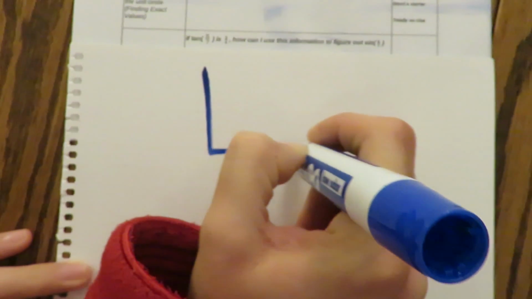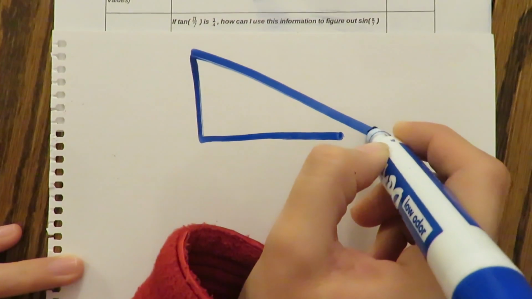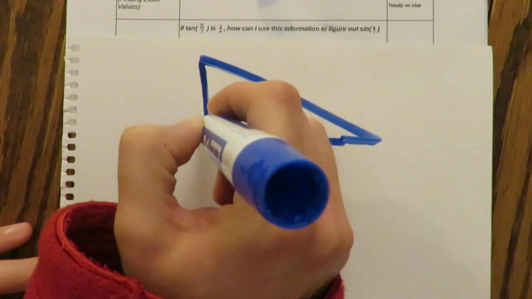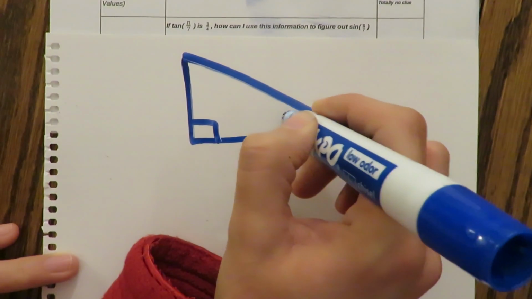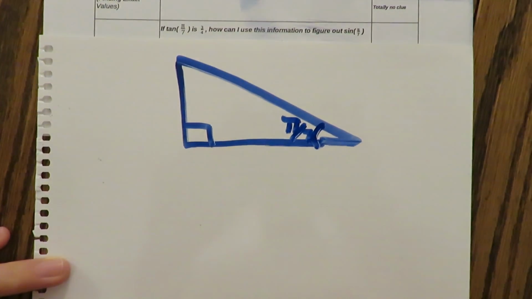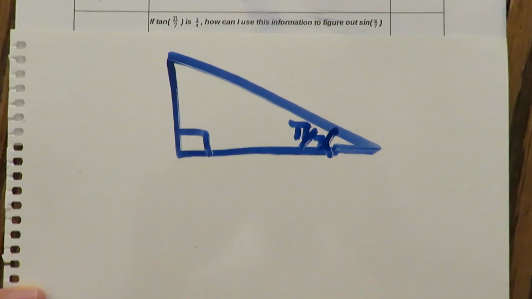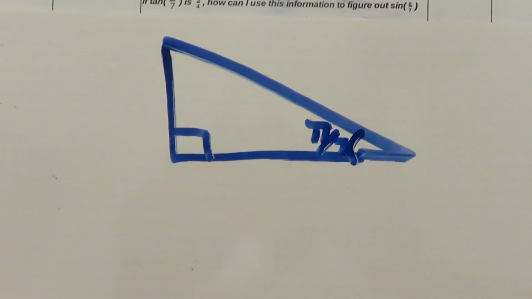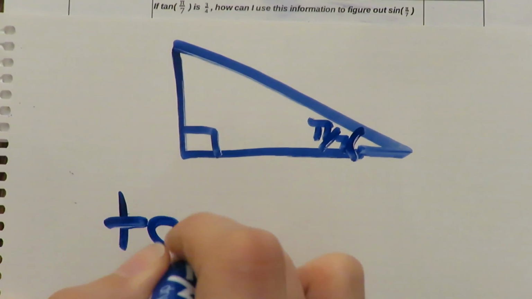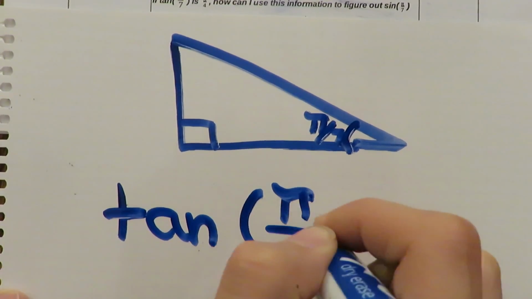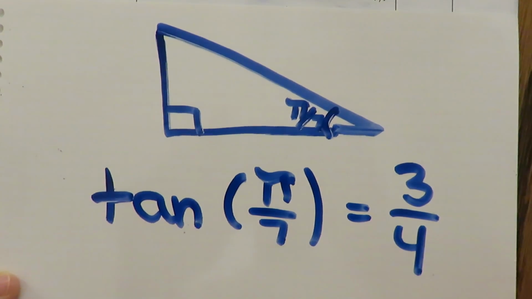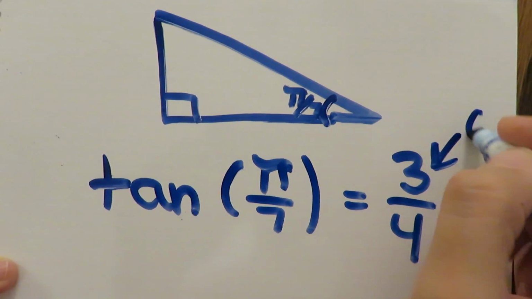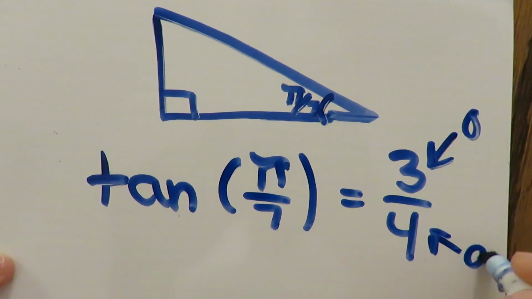So one of the ways to think about this is to think way back to basics, when you first looked at sine, cos, and tan, and we always look in relation to right angle triangles. So if I just pick an angle to be pi over 7, and I knew that tan of pi over 7 equaled 3 over 4, and I know that tan is just opposite over adjacent.